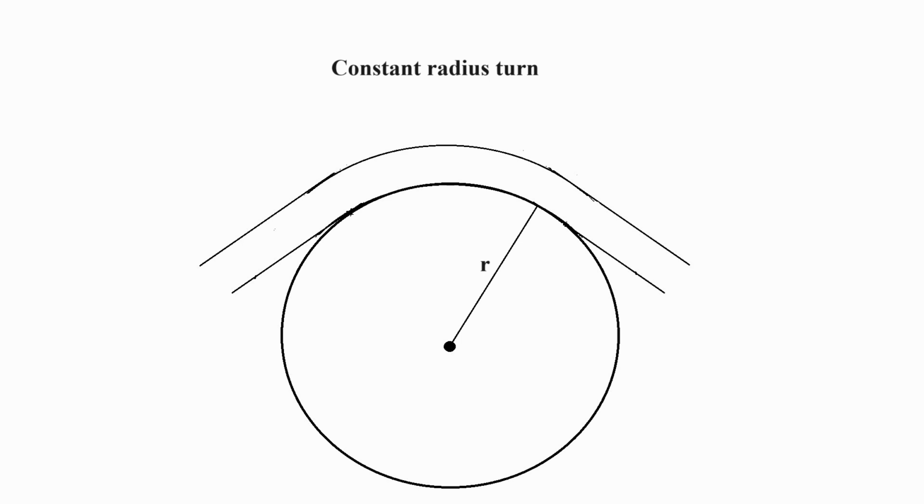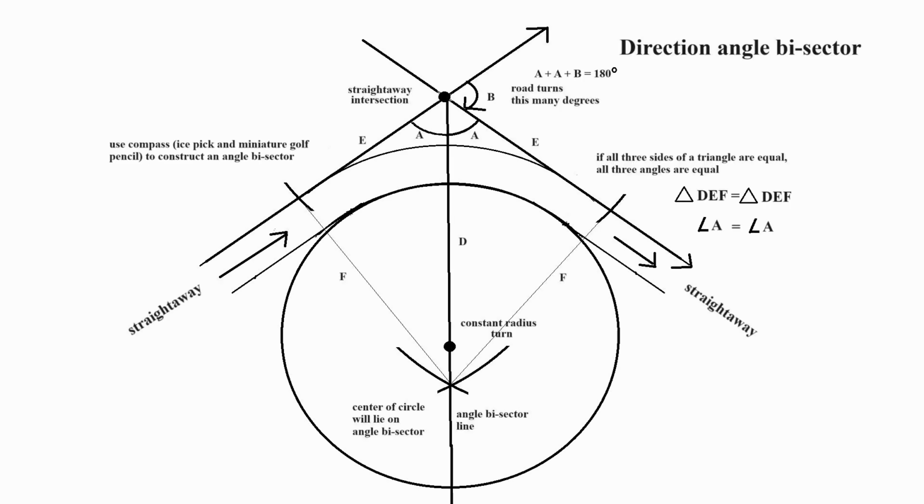The constant radius turn has an entry straightaway that connects to part of the circular arc connected to an exit straightaway. If you extend the outside straightaway edges over the curve, they will intersect. You could call this the straightaway intersection. B is the number of degrees you will be turning. You want to create a line that is an angle bisector.